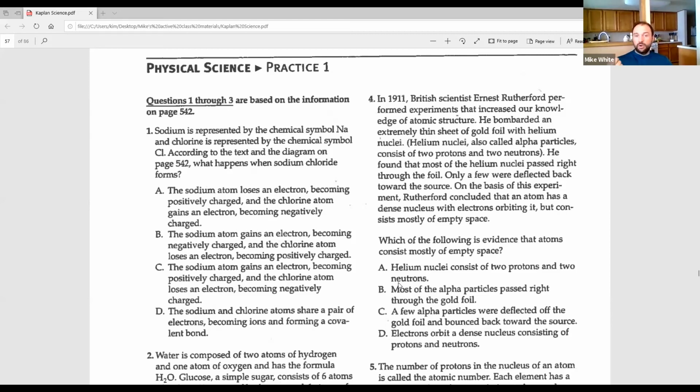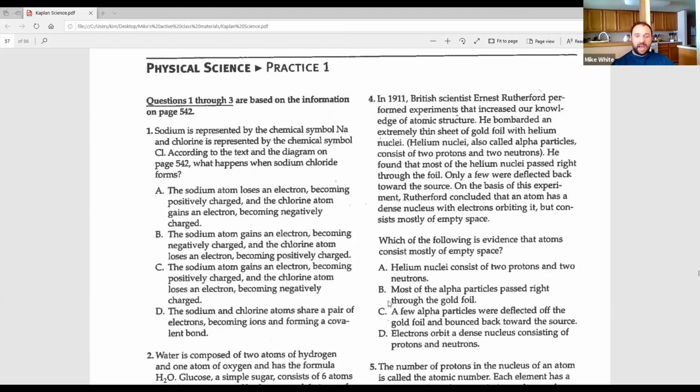They're asking us, which of the following is evidence that atoms consist mostly of empty space? So A doesn't answer that question. Okay, so A, even though it's an accurate statement, isn't the right answer that we're looking for. So that's something the GED loves to do, is give you options that seem right because they're true. They're accurate pieces of information from the text, but they're not answering the question they're asking.